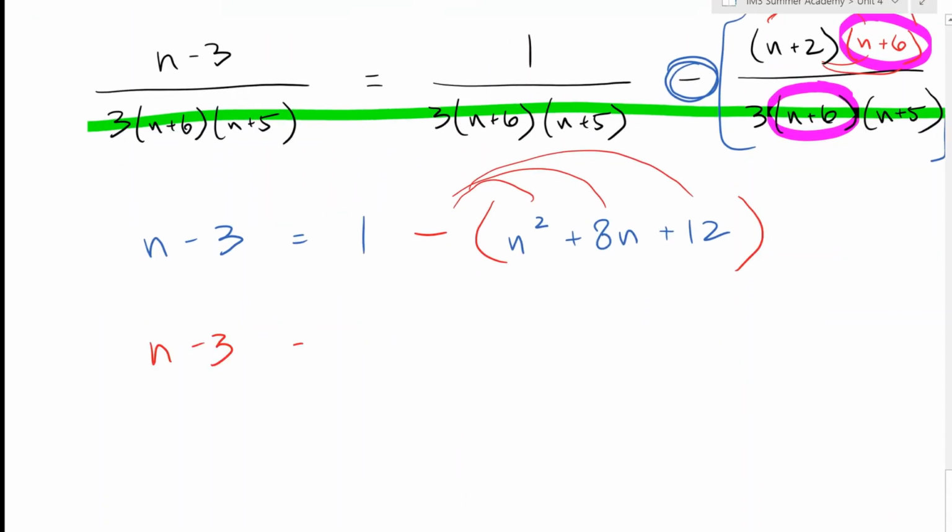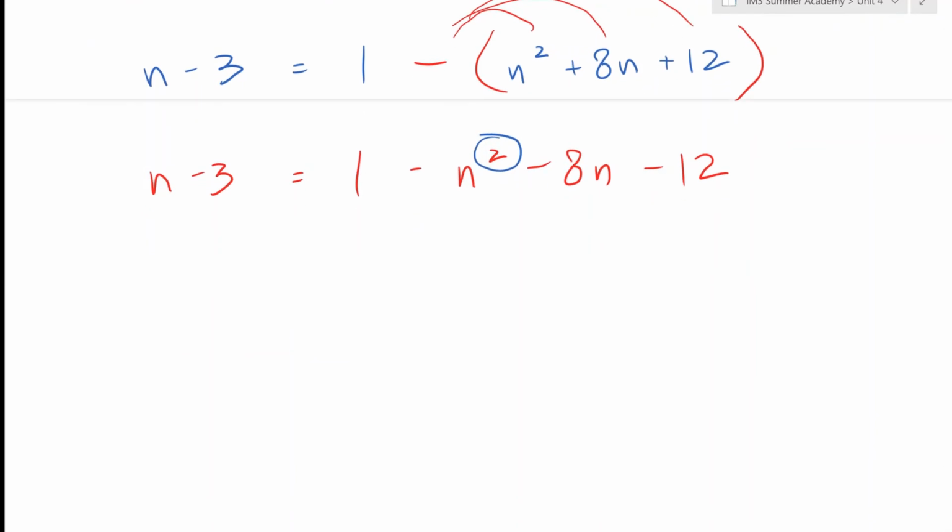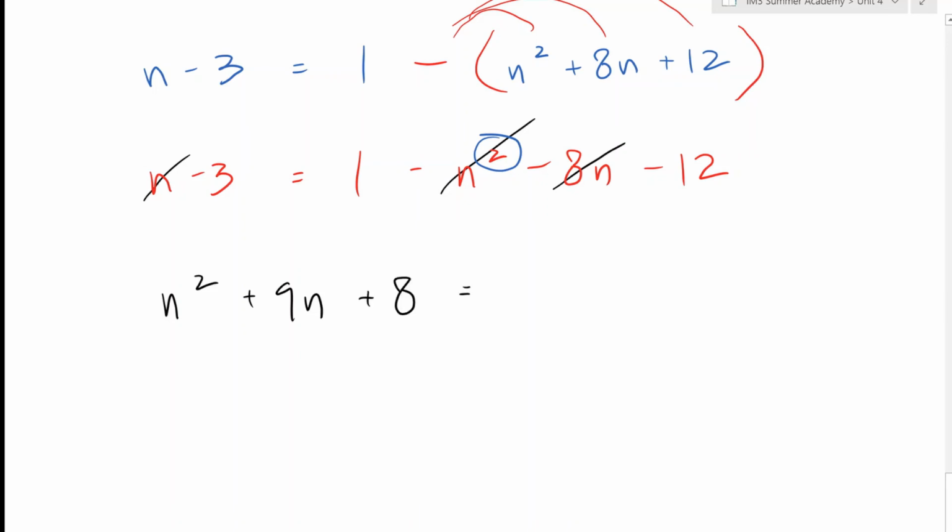So we got n minus 3 equals 1 minus n squared plus 8n. Whoops, not plus 8n. Remember we got to switch it. Negative, minus 8n and a minus 12. Again, this tells me that there's going to be two answers because of that exponent 2. I'm going to want to move everything to the left, so I'm going to move the n squared over. Plus 8n with this one makes it plus 9n, so all this is gone. 1 minus 12 is negative 11, then add 11 over, you get plus 8, set equal to 0.